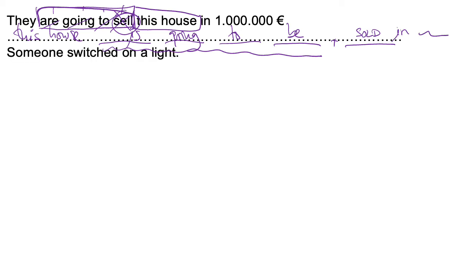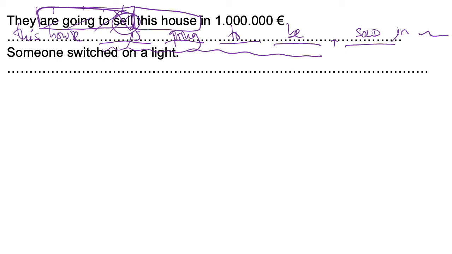Next one, someone switched on a light. So a light. We've got here one word for the verb, so here we have to write two. Last one, it is going to be switched, and I have to write here exactly the same tense that I have used in the active voice, but with the verb to be. A light was switched on.